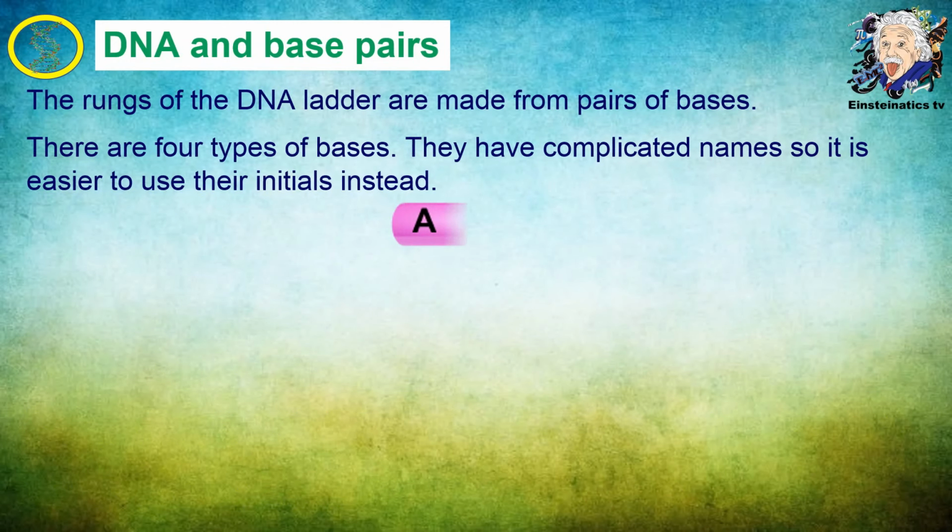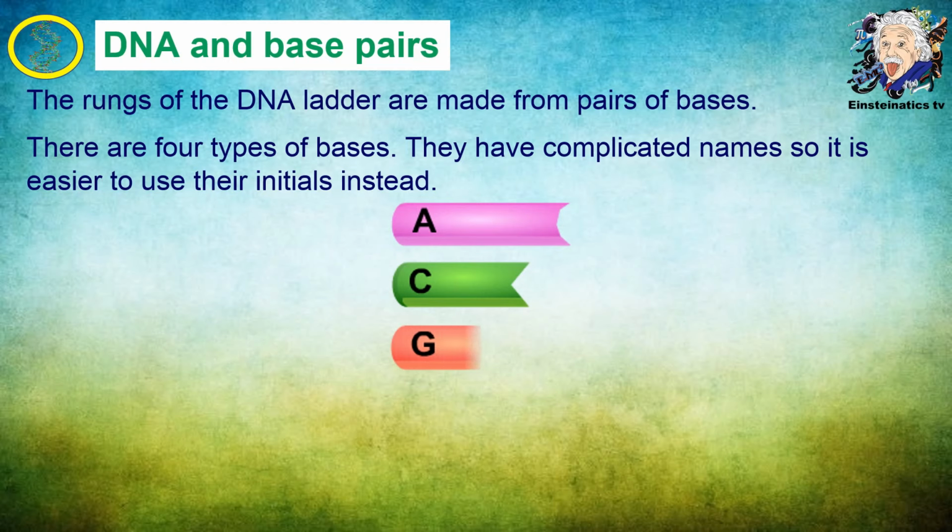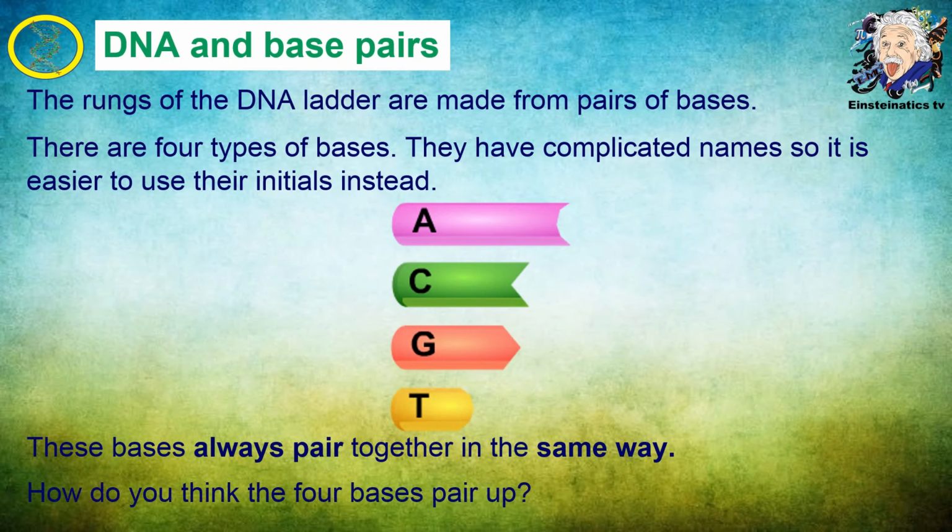Now let's proceed with DNA and the base pairs. Yung rungs of the DNA ladder are made from pairs of bases. Based on our previous discussions, we all know that the 4 types of bases consist of adenine for letter A, cytosine for letter C, guanine, letter G, and letter T for thymine. Itong mga bases na to always pair together in the same way. Do you still remember kung paano sila nag-pair or kung ano yung mga magkaka-partner?